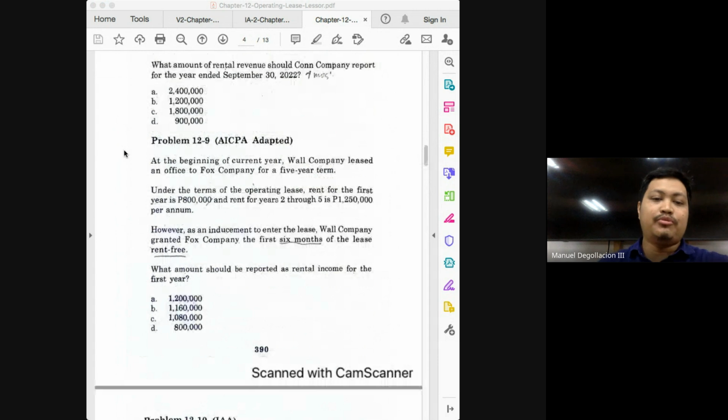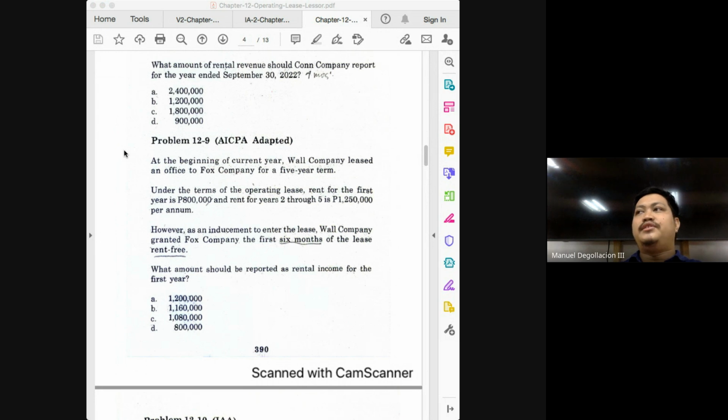12-9, what amount should be reported as rental income? So the same question. At the start of the year, the company leased an office for a 5-year term. Under the terms of the operating lease, rent for the first year is 800,000 and rent for years 2 through 5 is 1,250,000. And then there's an inducement to enter the lease. The lessor granted the lessee the first 6 months of the lease rent-free.